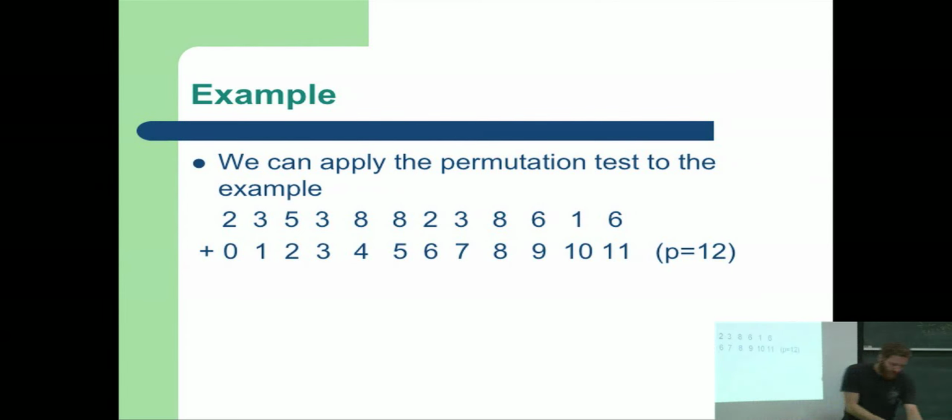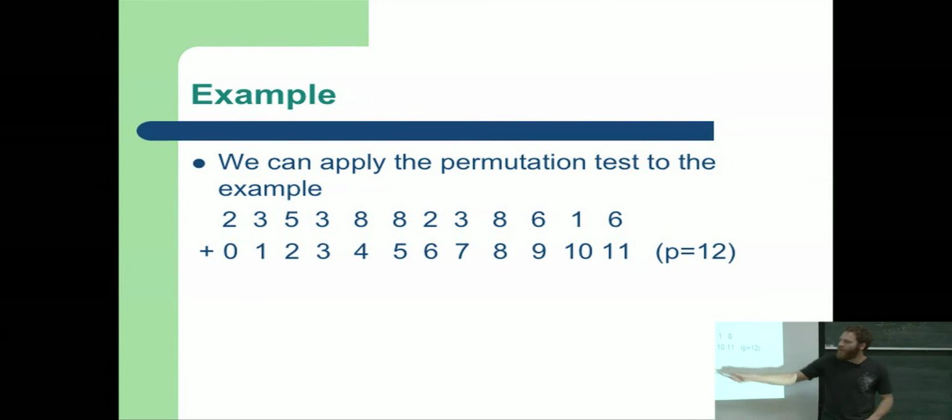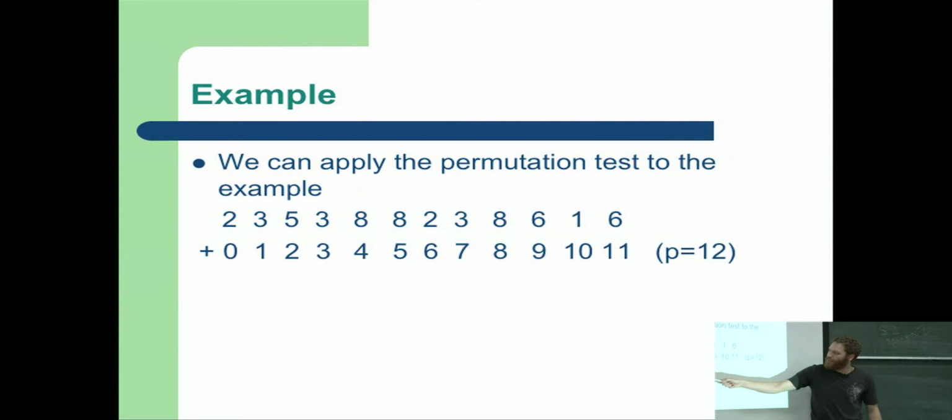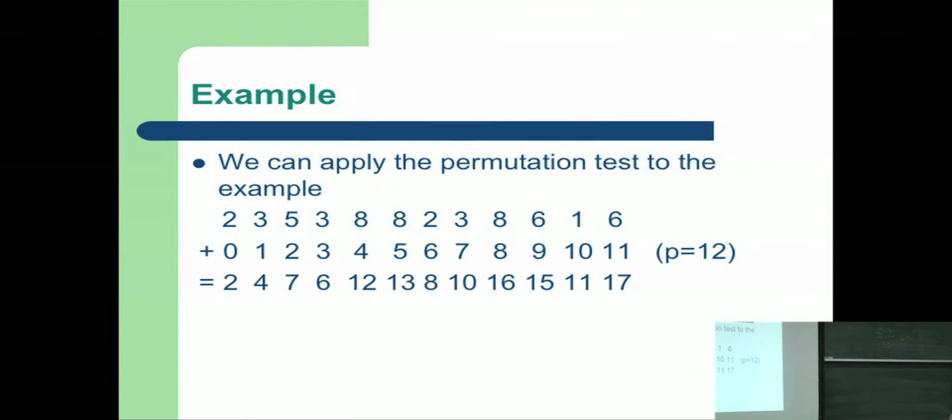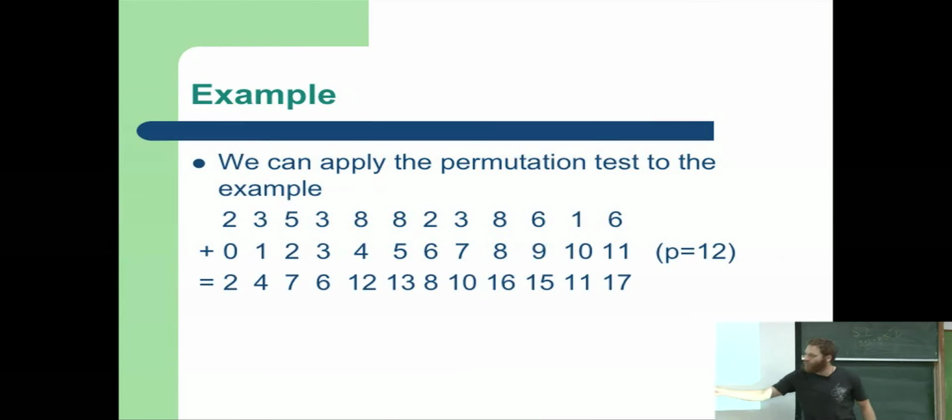All right, so what we do is we add 0 to this first, actually I'll use the pointer. We add 0 to the first number, 1 to 3, 2 to the next one, 3, and so on. Here we've worked out that p is equal to 12, right? So we've got a sequence 12 digits long. So I'm going to add each of these numbers together. So we end up with this, 2, 4, 7, 6, 12, and so on.